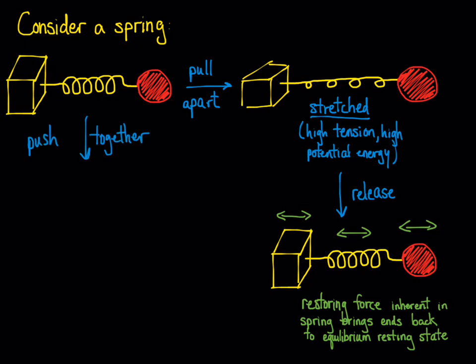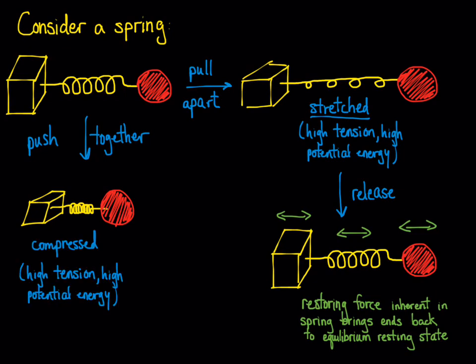Likewise, if we pushed the ball and the block together, the spring would compress and the distance between the block and the ball would shorten. Again, the spring at this stage would have a high tension and high potential energy, such that when you release the block and the ball, they would vibrate back and forth until they are at rest. This same analogy can be used for chemical bonds. Instead of a block and a ball connected by a spring, we have two atoms connected by a bond.